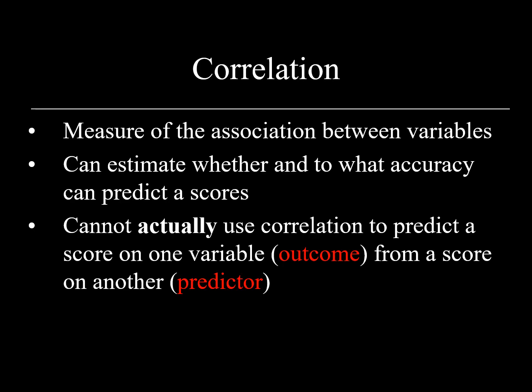So going back to the definition, a correlation measures the association between two variables. It can estimate whether and to what accuracy you can predict the scores, but it doesn't actually give you the ability to predict. So we cannot actually use a correlation to directly predict a score on one variable, the outcome, from another score on the predictor. So generally speaking, the statistical technique of correlation is pretty much dumb to what the variables are. It's simply looking for a relationship between two variables.